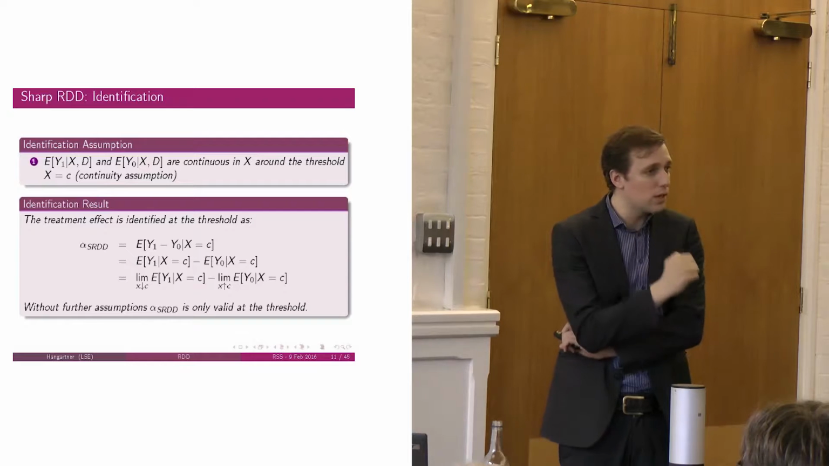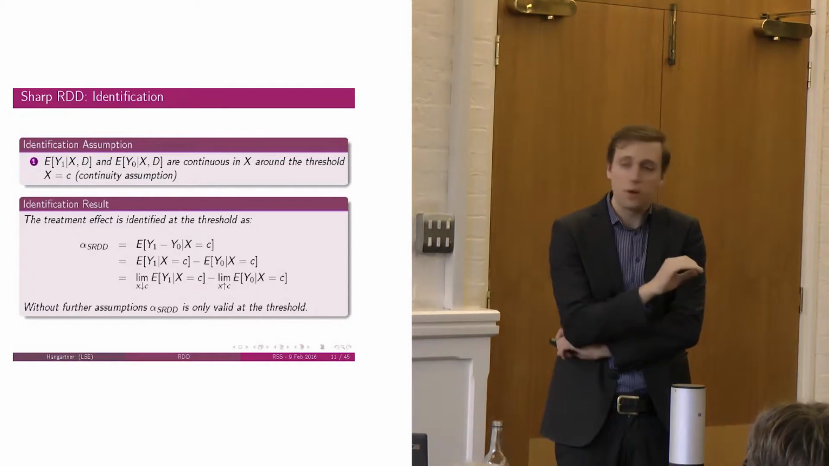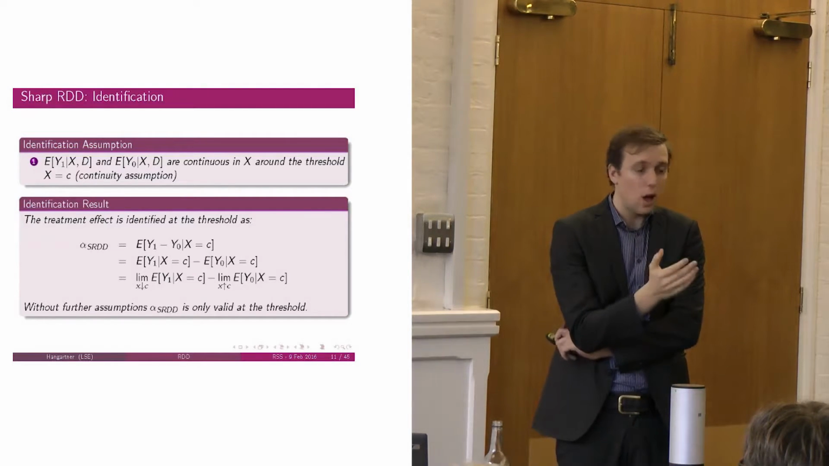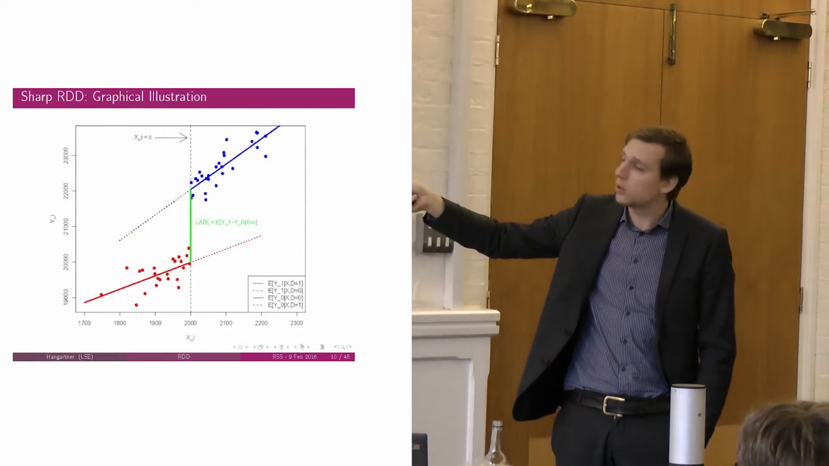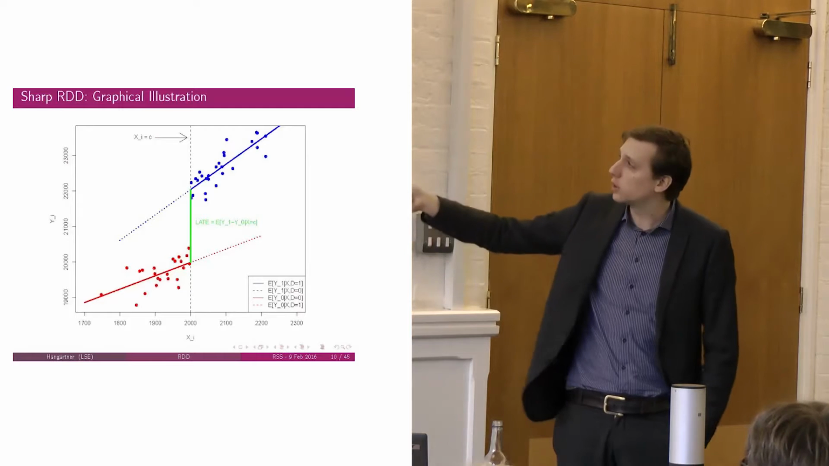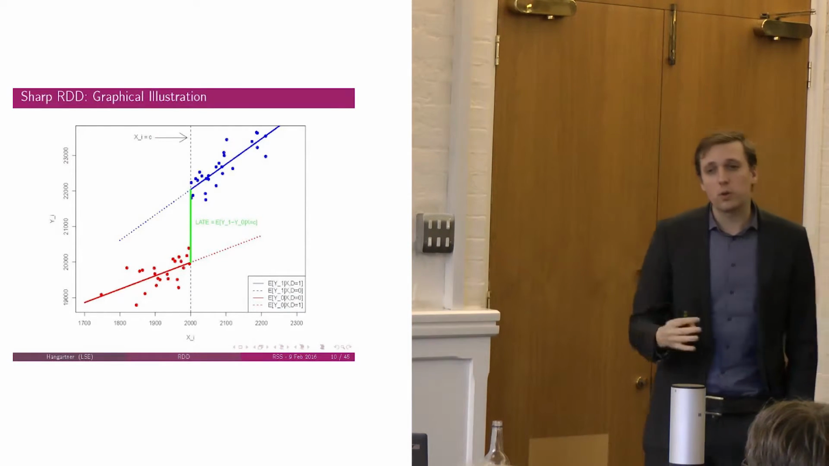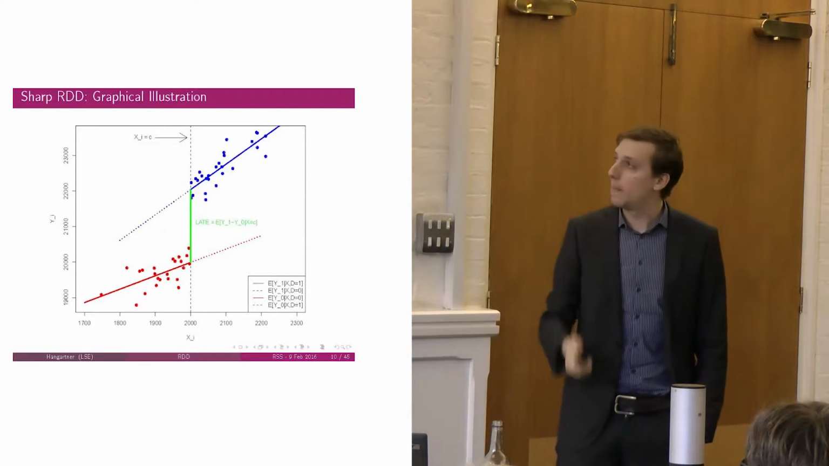The only thing we need to identify the local average treatment effect is the continuity of the two potential outcomes under treatment and under control at the threshold. Obviously, we'll never be able to test this because we don't observe the potential outcome under treatment for those below the threshold and vice versa for the control units above the threshold. But there are, fortunately, indirect tests, and this smoothness is the only condition that we actually need.